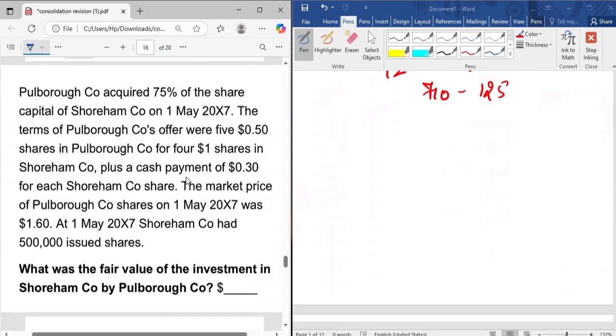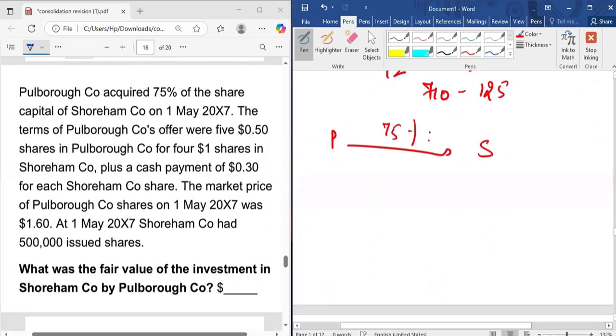Pulbro Company acquired 75% share capital of Solheim Company on 1 May 20x7. So P is parent and S is subsidiary. They have acquired 75% on 1 May. The terms of Pulbro Company's offer were 0.5 shares in Pulbro Company for 4.1 shares in Solheim Company plus a cash payment of $0.35 for each Solheim Company share. The market price of Pulbro Company on 1 May 20x7 was $1.6. At 1 May 20x7, Solheim Company had 5 lakh issued shares.